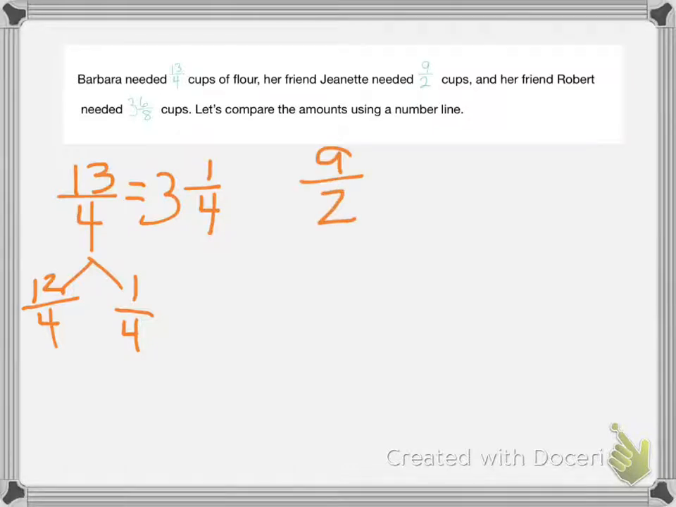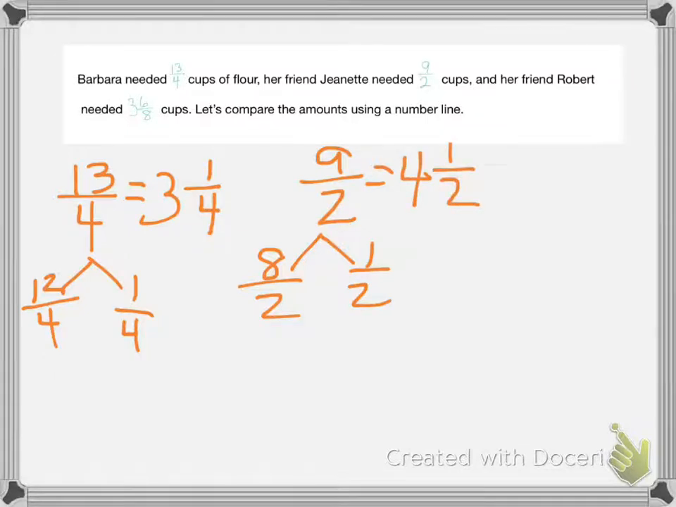9/2. Okay, so let's see, how many copies of 2/2 can go into 9/2? So we have 2, 4, 6, 8, 10. 10 is too many, so I can do 8/2, and I would have 1/2 left over, which means 8/2 is equal to 4 wholes and 1/2. So 3 1/4, 4 1/2. Okay, so I'm just going to box the numbers.